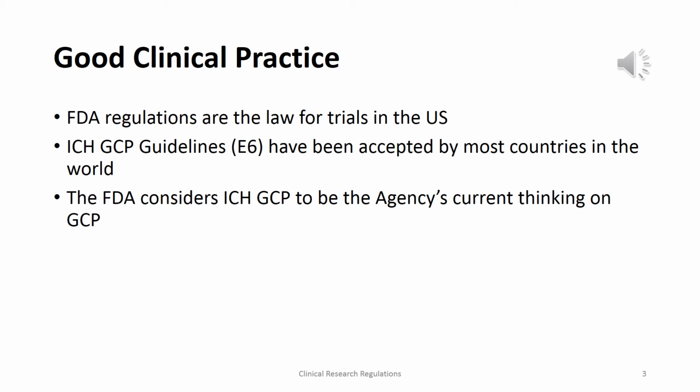Food and Drug Administration does acknowledge that ICH GCP E6 is their current thinking on good clinical practice. So even though they may differ slightly from the FDA regulations, FDA does pretty much consider E6 to be its most current thinking. And ICH GCP E6 has been accepted by most countries around the world as their good clinical practice standard. So that's good because that means it's going to be consistent whether a trial is being conducted in Asia, in South America, Europe, North America, wherever it may be.